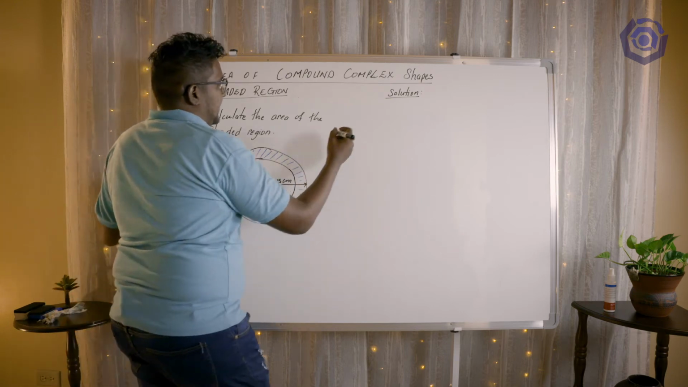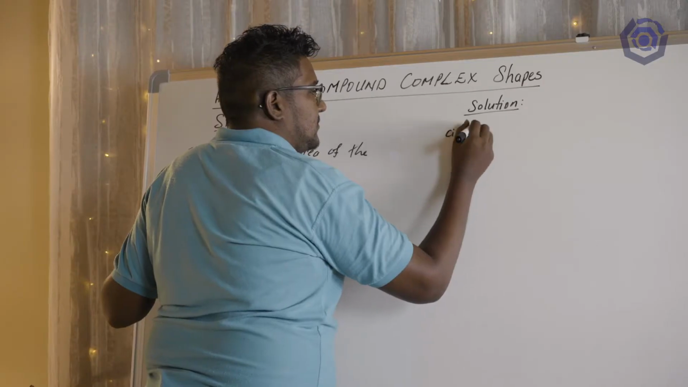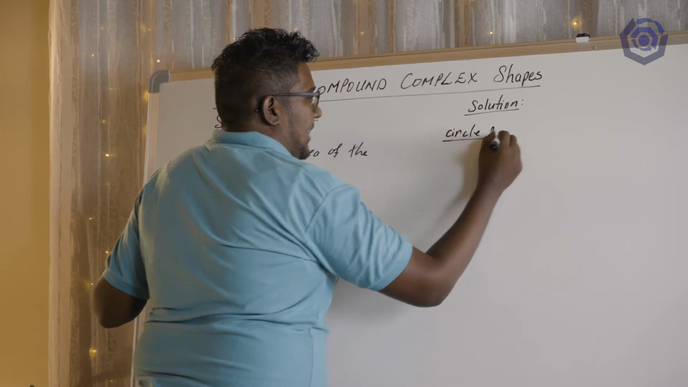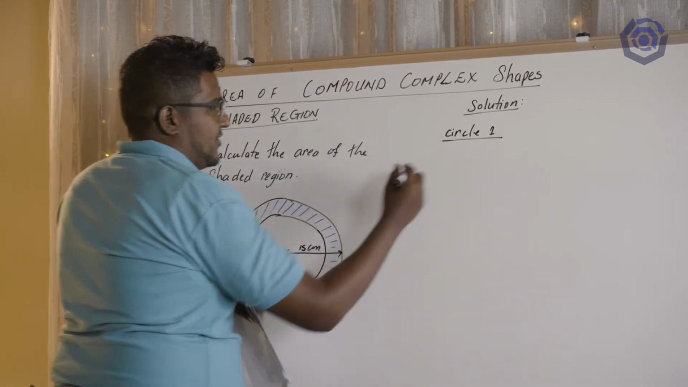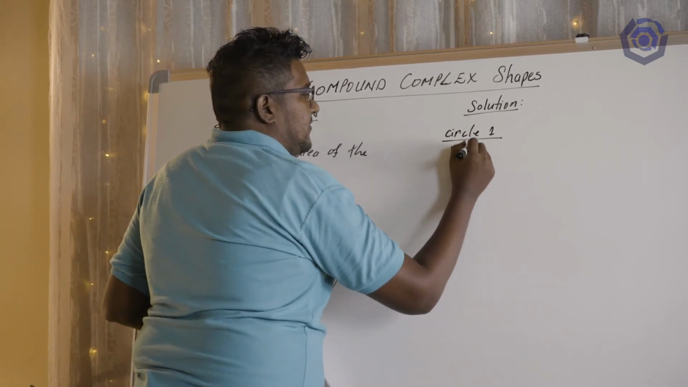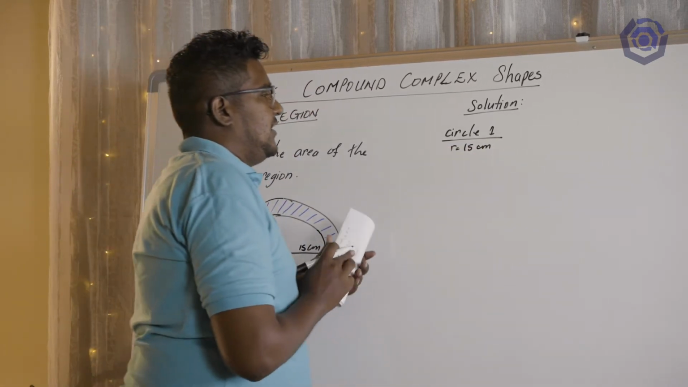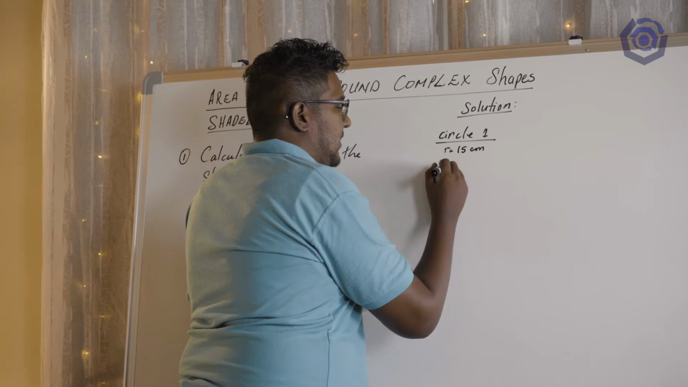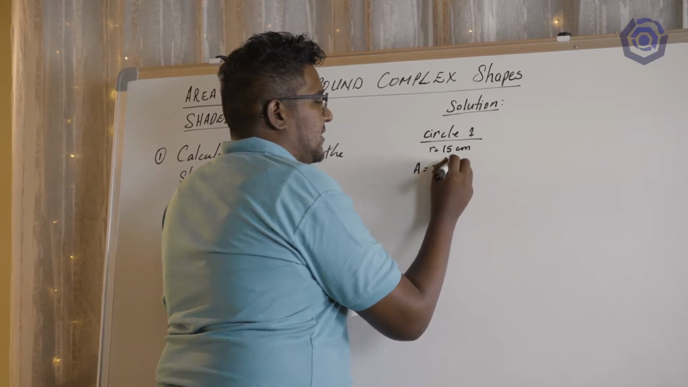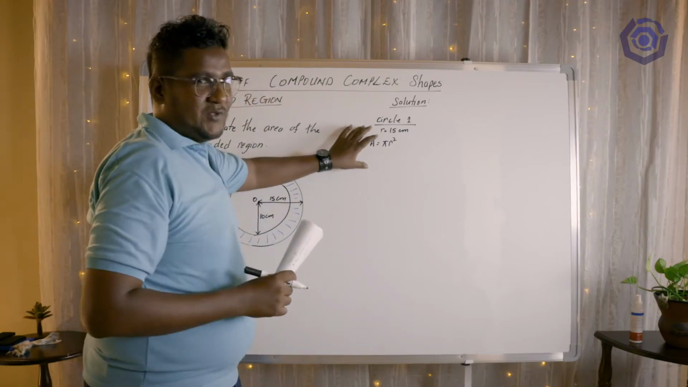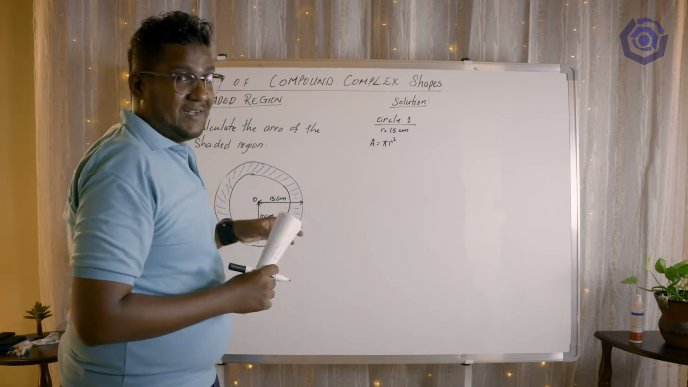So the bigger shape, let's call it circle 1. And in circle 1, we have a radius of 15 centimeters. For me to find the area of a circle, A is equal to pi r squared. We're going to use the whole pi r squared this time because we have an entire circle, right?